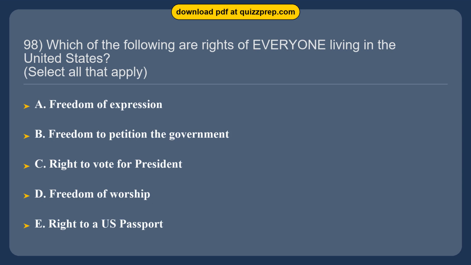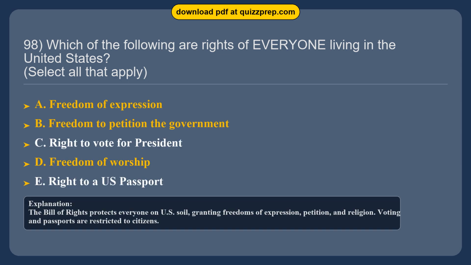Question 98. Which of the following are rights of everyone living in the United States? Option A, freedom of expression. Option B, freedom to petition the government. Option C, right to vote for president. Option D, freedom of worship. Option E, right to a U.S. passport. The correct answers are options A and B and D. Freedom of expression, freedom to petition the government, freedom of worship. The Bill of Rights protects everyone on U.S. soil, granting freedoms of expression, petition, and religion. Voting and passports are restricted to citizens.